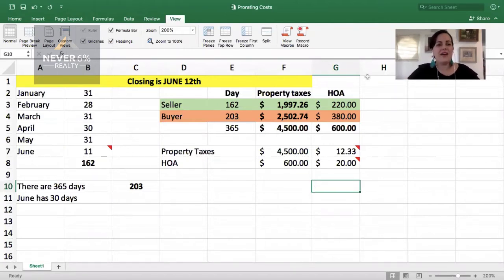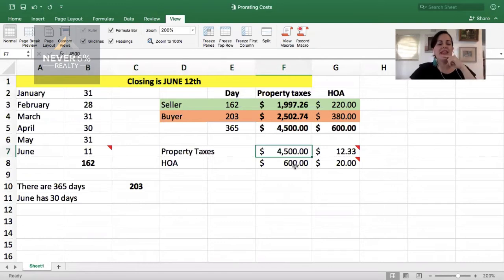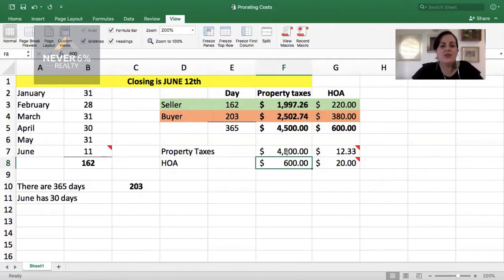Let's say that you have the closing day, and the closing day is June the 12th, right? Now, the property taxes are $4,500, and the Homeowners Association has a monthly fee of $600. Who is responsible for what? Well, notice that the taxes are going to be annual, and you have to pay that annually. But the association is a monthly expense. So let's start first with the annual expense.